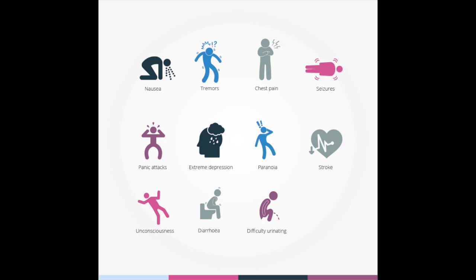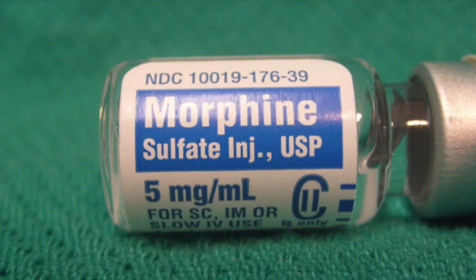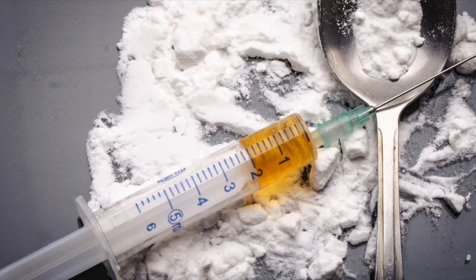Telltale signs of an overdose related to these drugs include unconsciousness, confusion, nausea, vomiting, restricted breathing, constricted pupils, clammy skin, inability to walk, and extreme sleepiness. Some of the most common types of opiates are morphine, codeine, and heroin.